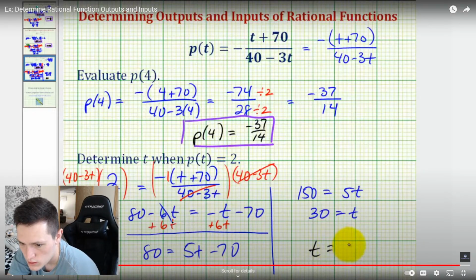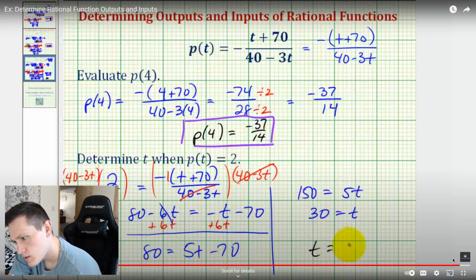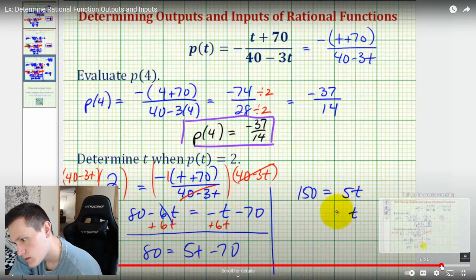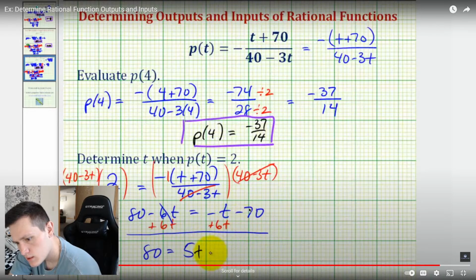And then you have 80 equals 5 minus 70. And he divided. Wait, I'm confused. Yeah, let's go back. So this would be 80 equals, should be 5t minus 70.